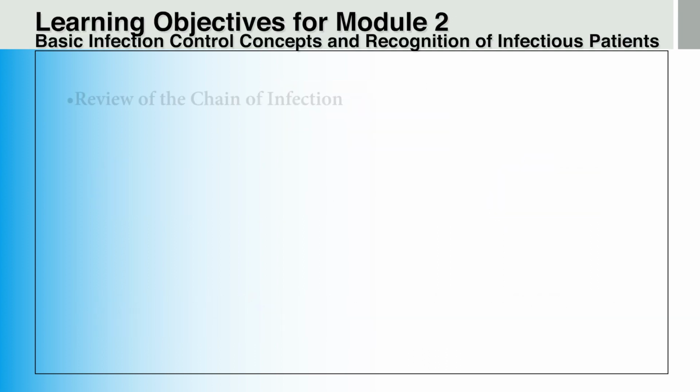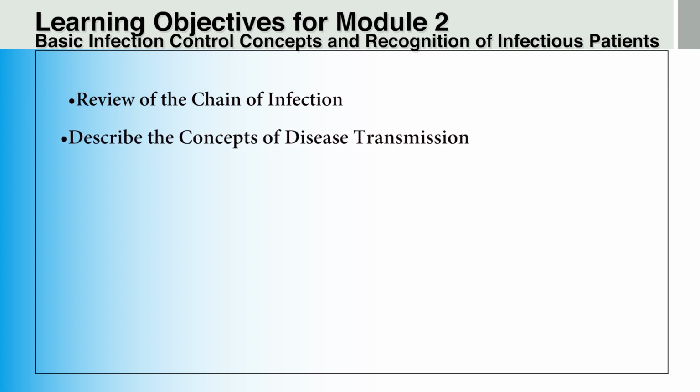In Module 2, we will learn about how infections pass from human to human or animal to human, often called the chain of infection. We will pay particular attention to how disease transmission relates to pre-hospital providers and how infections are spread in the field.